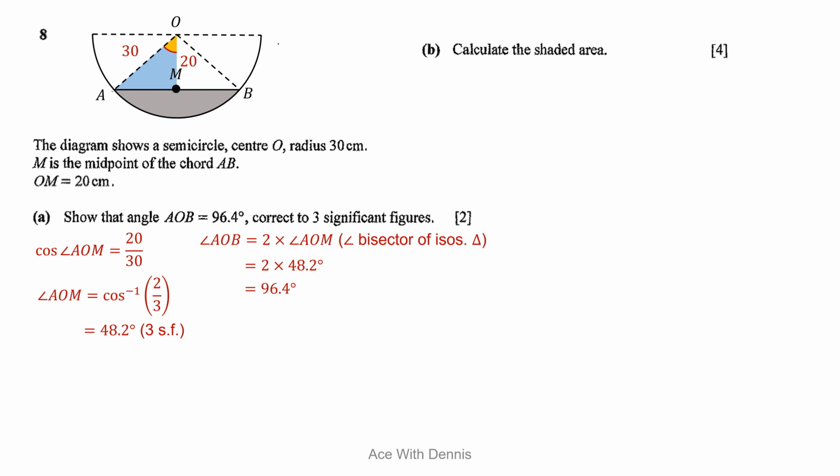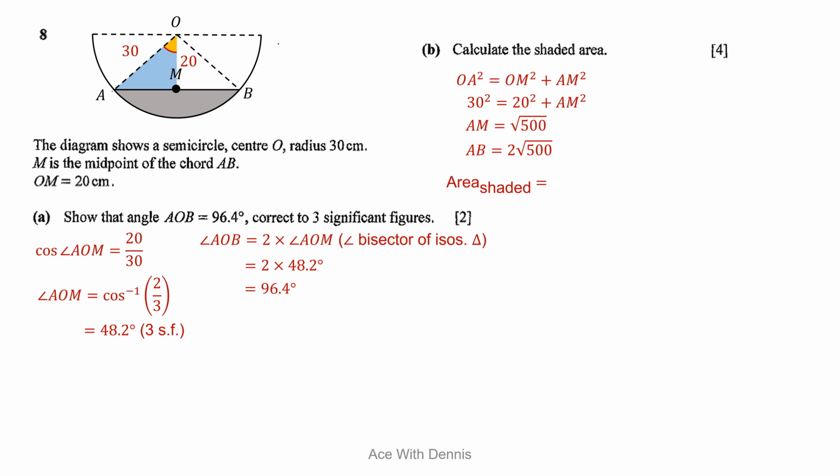Before we calculate the shaded area, the first thing we need to do is to calculate the length of AB. But to calculate the length of AB, we need to calculate the length of AM. By applying Pythagoras theorem, OA square equals OM square plus AM square. Then we substitute the values, which is 30 square equals 20 square plus AM square. Hence, AM will be square root of 500. Then AB will be 2 times of AM, which is 2 times of square root of 500.